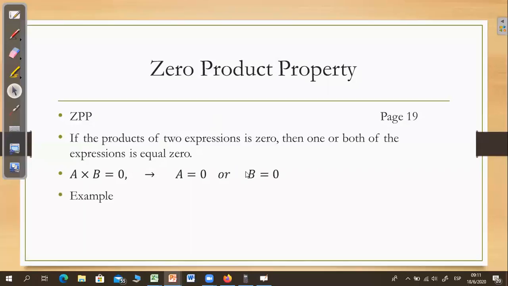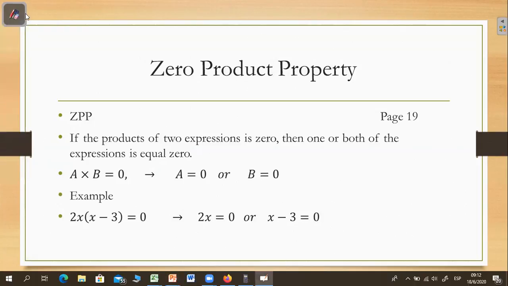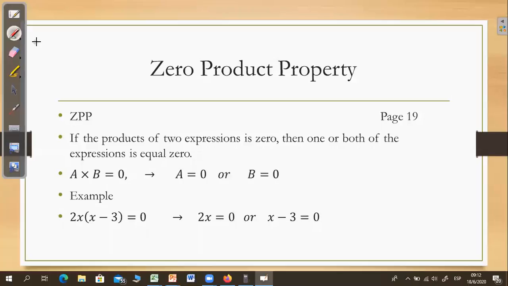Here we have one example to show you how this property will be useful to solve a quadratic equation. Here you have an expression that, if you multiply it out, is going to be a quadratic expression, of course. But here it is shown as a product: 2x times x minus 3 equals 0. As you can see, you have two expressions. We're going to concentrate on those expressions. Here you have 2x, and here you have x minus 3. If the product of those is equal to 0, then it implies that either the first one or the second one is equal to 0.